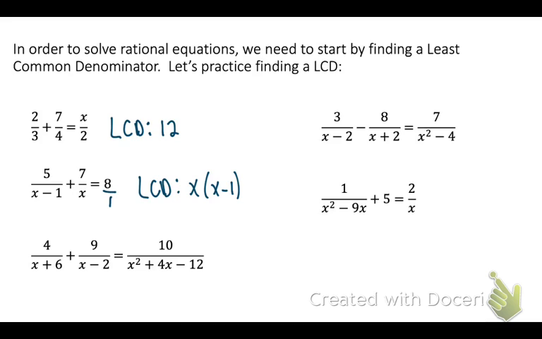In the next problem, I have an x plus 6 in one of my denominators, an x minus 2, and then I have a quadratic that I can go ahead and factor. 6 and negative 2 add up to 4, and they multiply to negative 12. So now we can see that that denominator actually has a factor of x plus 6 in it and an x minus 2. So my least common denominator is going to be x plus 6 and x minus 2.